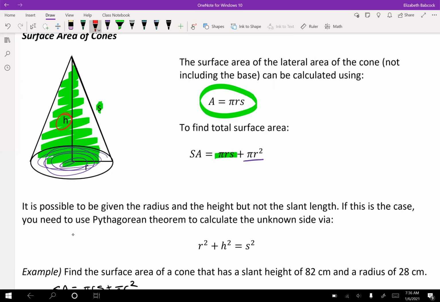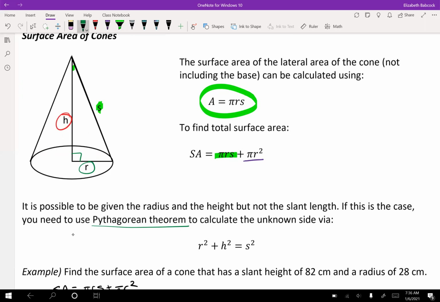If we remember from our previous chapters, and maybe in other grades, this is a right angle triangle. We have our radius, our height, and our slant height that make up a right angle triangle. If that's the case, we can use the Pythagorean theorem to calculate the unknown side using this formula. So our radius times itself plus our height times itself will equal our slant height times itself. We're going to do a couple questions where you don't need to solve for the slant height and then a couple where you do.